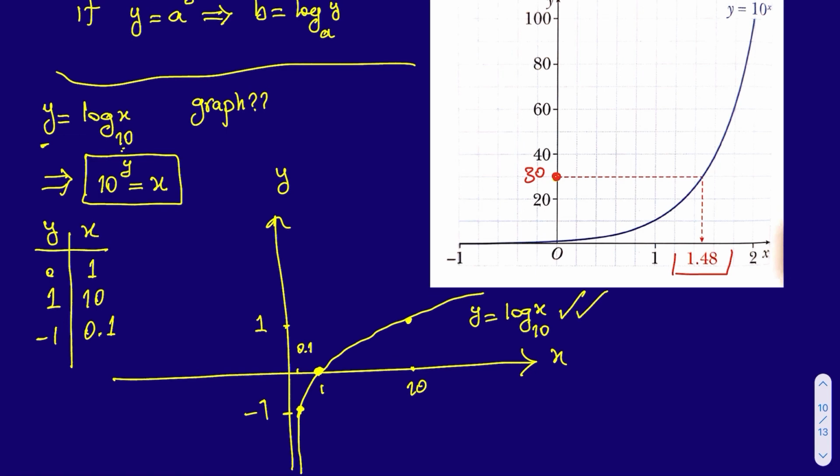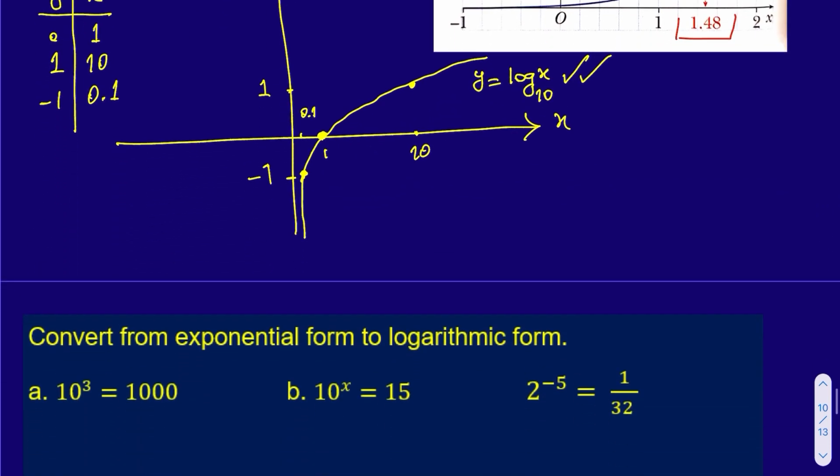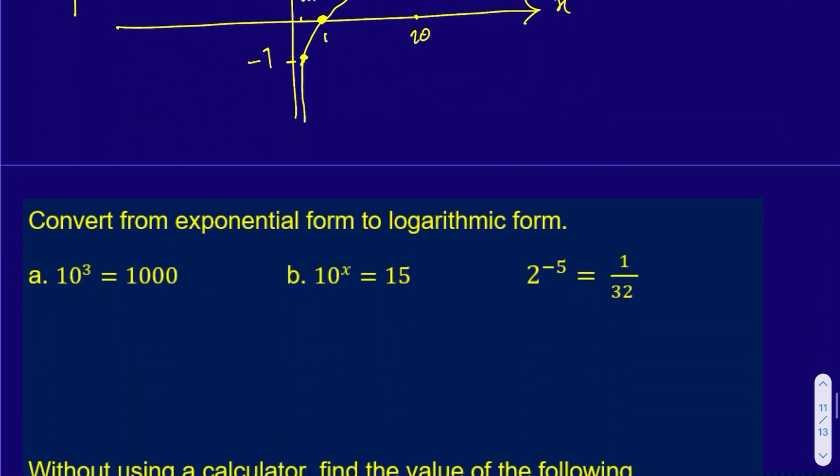So what we did is we first converted the logarithmic function to the exponential function, and then we could give random values to y because y was the power, the index, of the 10. Then we could obtain the values for x. All right, so now let's do some exercises here.